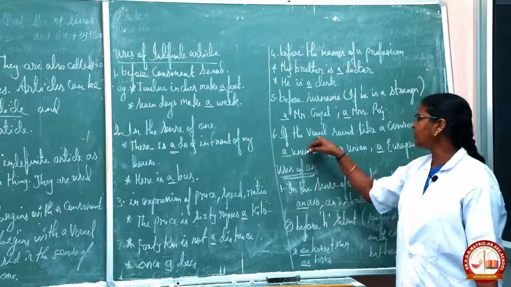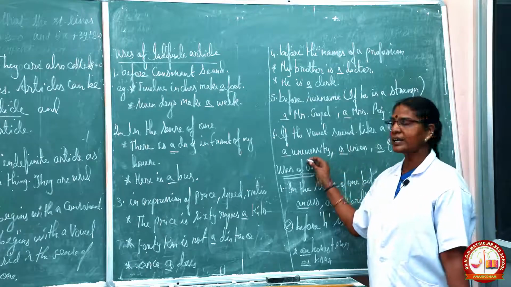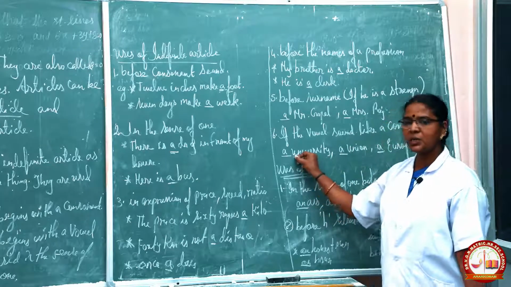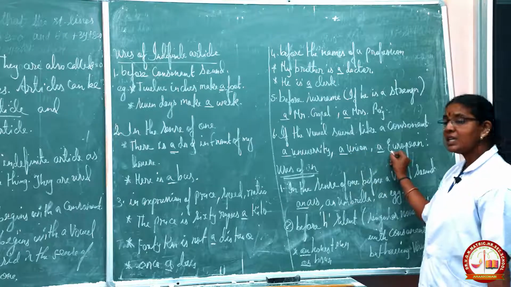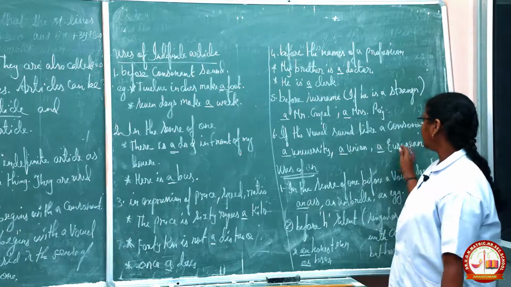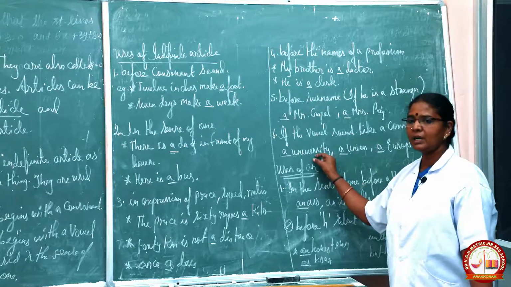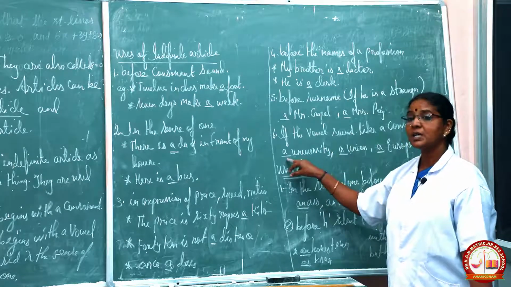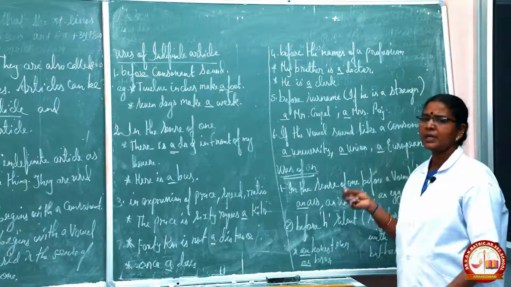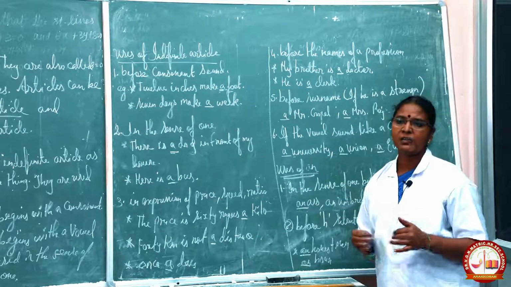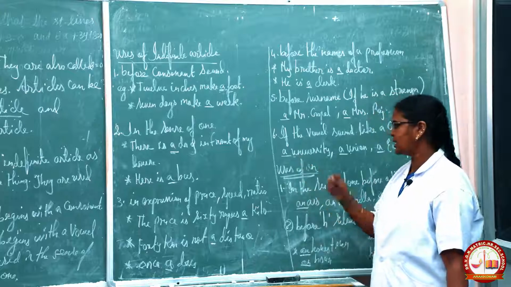Sixth rule, if a vowel sounds like a consonant. For example, here U is a vowel. Union, U is a vowel. E is a vowel. See the words, they begin with a vowel but there is a consonant sound. So you must use a university, a union, a European. If you have a U sound, you can use a university.